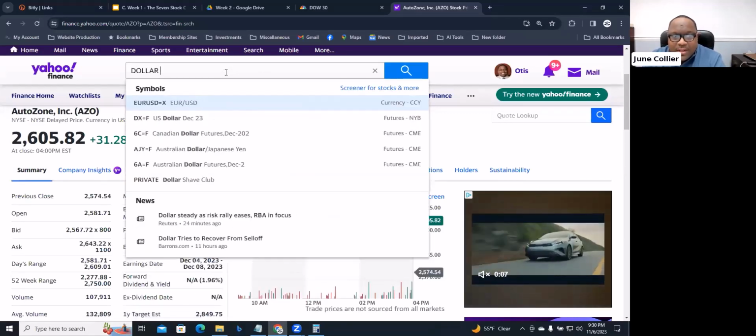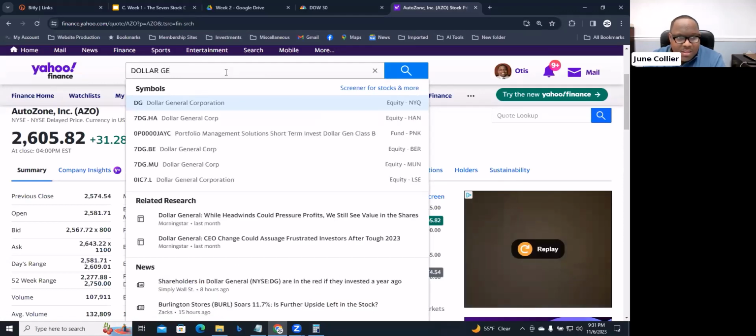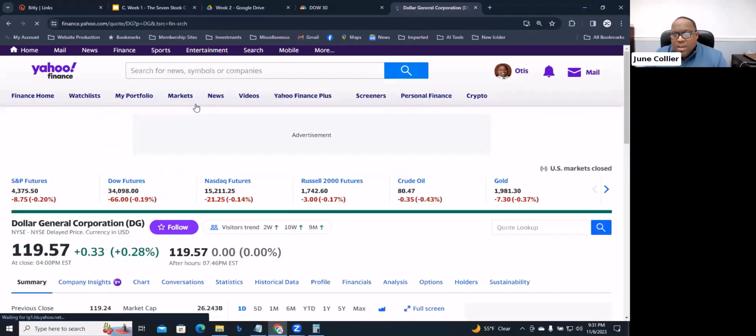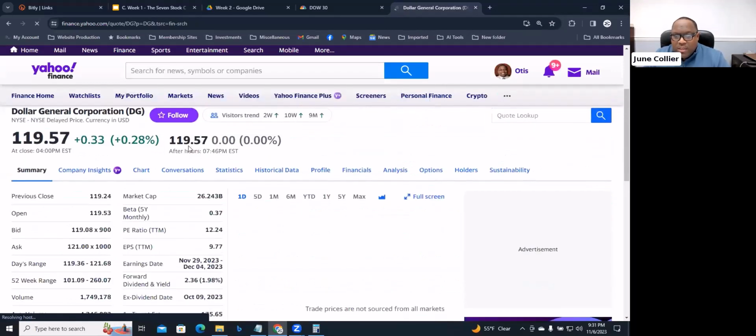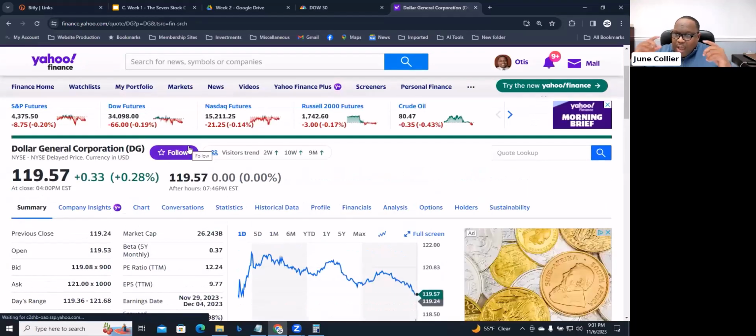How about this one? We're going to look at Dollar. Let me see. Is it Dollar General? So Dollar General, DG. DG is going to do really well when the market is soft. Dollar General. So I want you guys to start thinking about the economy, where the economy is, where the economy is headed. I want you to start thinking about what kind of stock you actually want to purchase, right?